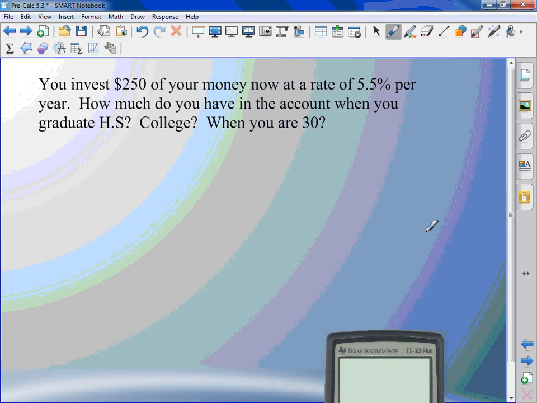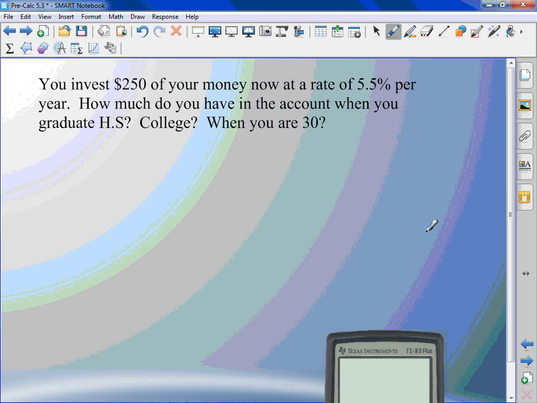The way money works in a bank, you put money in a bank, you're loaning that money to the bank to do whatever they want with it. They give it out to other people. Because you're giving the bank your money, they give you a certain percentage. So we're going to put money in the bank you got for your birthday. You're going to put it in the bank for 5.5%.